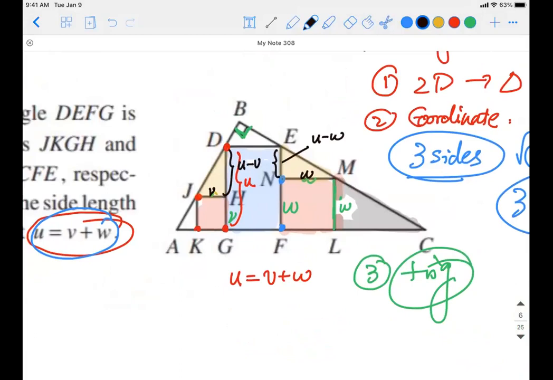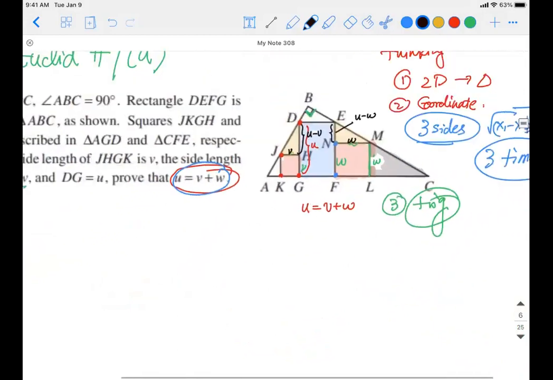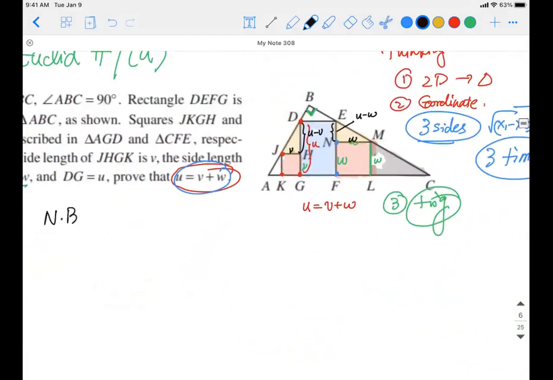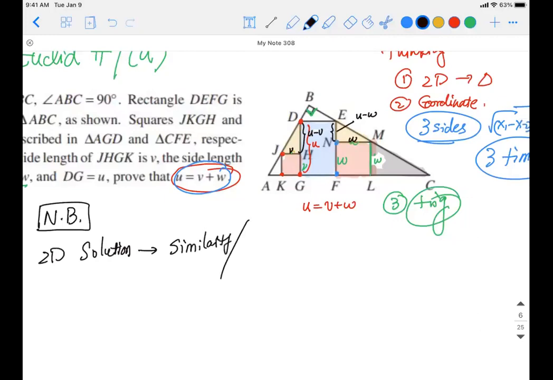Very important, note in bold. When you're dealing with the 2D geometry solution, you're pretty much looking for what? Similarity or congruency, something like that, right? Quite understandable. Try to find a side, an angle, and so on, and figure them out.